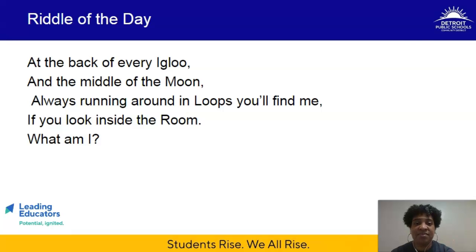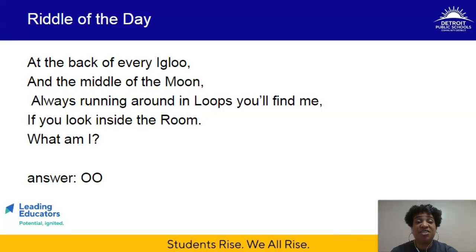Okay, pause the video if you need more time, because here comes the answer. It's a double O. Back of every igloo, double O. Middle of the moon, double O. Always running around in loops, double O. If you look inside the room, double O. So that's what I meant by thinking about the words themselves and not what the words represent.